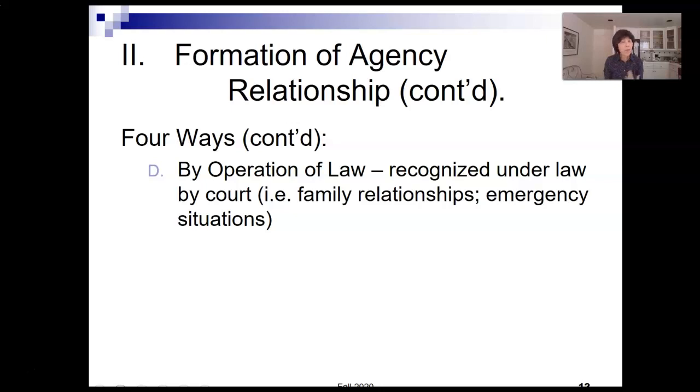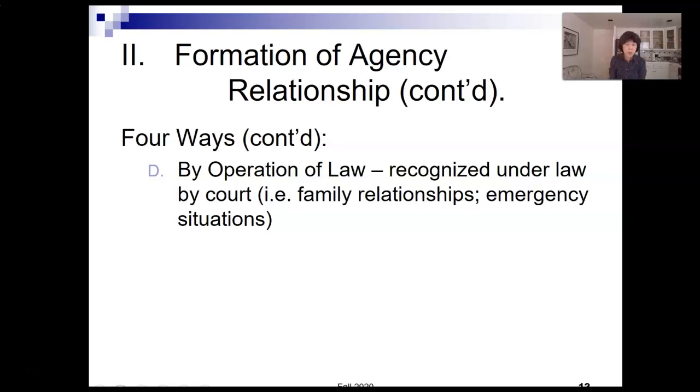So if it's a family relationship, a close family relationship like between spouses, even perhaps an adult child and a parent, it's possible that under certain circumstances there will just be an agency established there without the parties having to agree to it. All right.